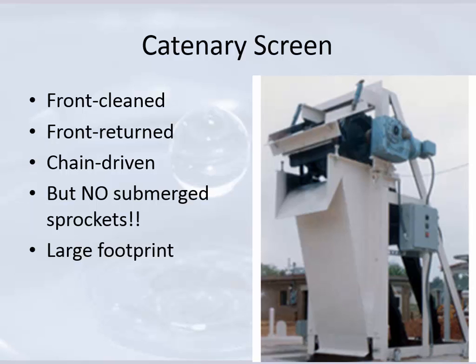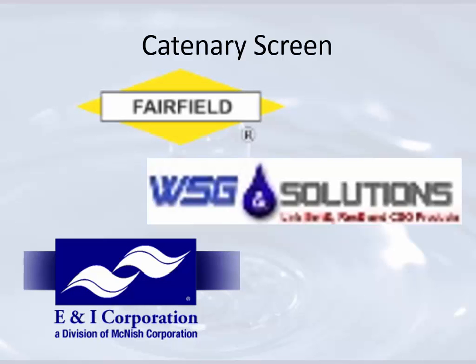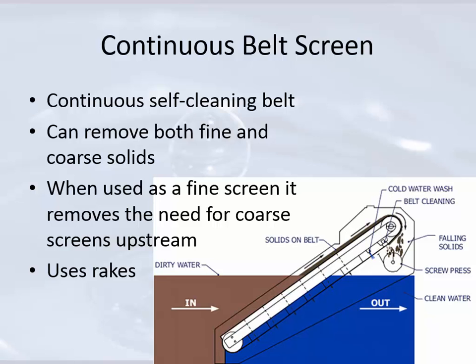And then we have the catenary screen, which is front clean, front return, chain driven, but there are no submerged sprockets. So it's a lot easier to work on, but it also has a larger footprint. And a few of the companies that build those. Continuous belt screen: it's a continuously self-cleaning belt. It can actually be used as either a fine or a coarse screen.